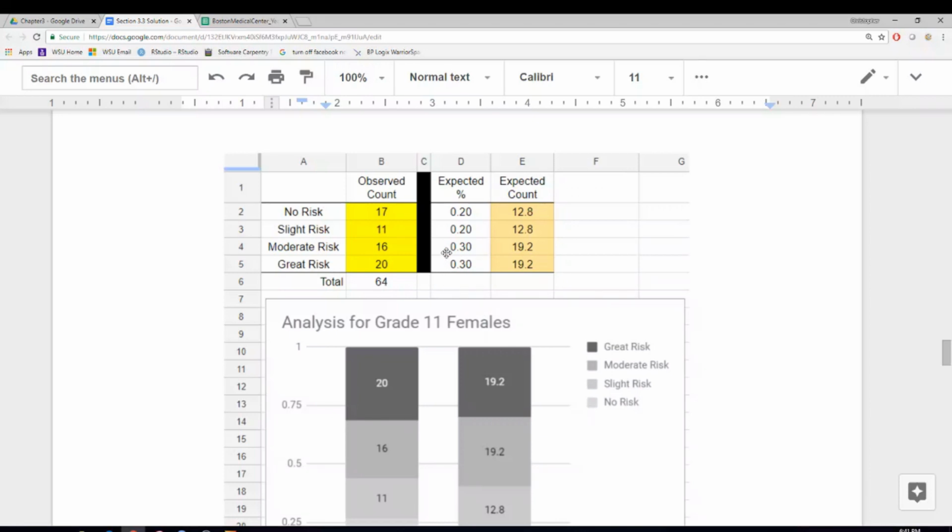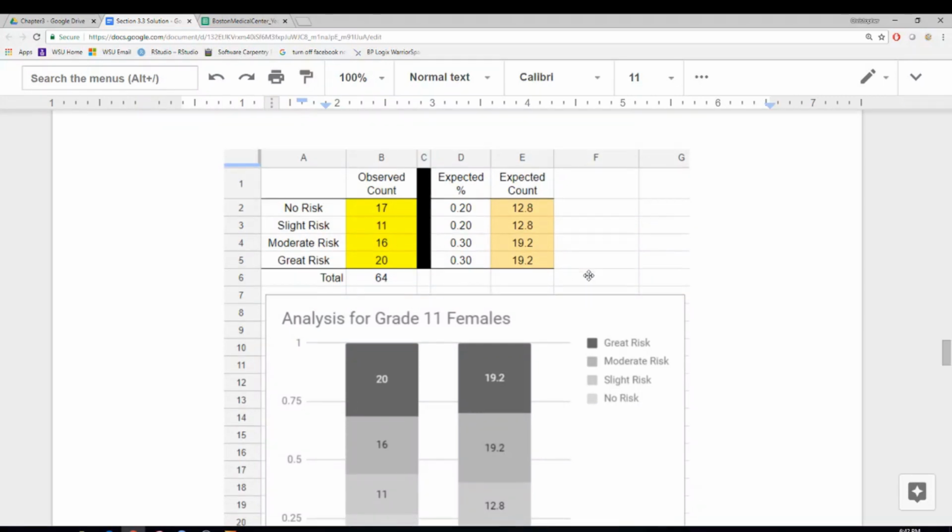Now, to compute the expected, I'm just going to need to take those expected percentages that I anticipate if the kids from Fillmore County are following the rest of the women across the state. And I need to multiply that by the 64. The 64 was just the total number of grade 11 females that I have data on. So if I just multiply 64 times 0.20, I end up with 12.8. And that's going to be the same for the slight risk category because those percentages are the same. Those expected counts go up to 19.2 for the moderate and great risk categories.